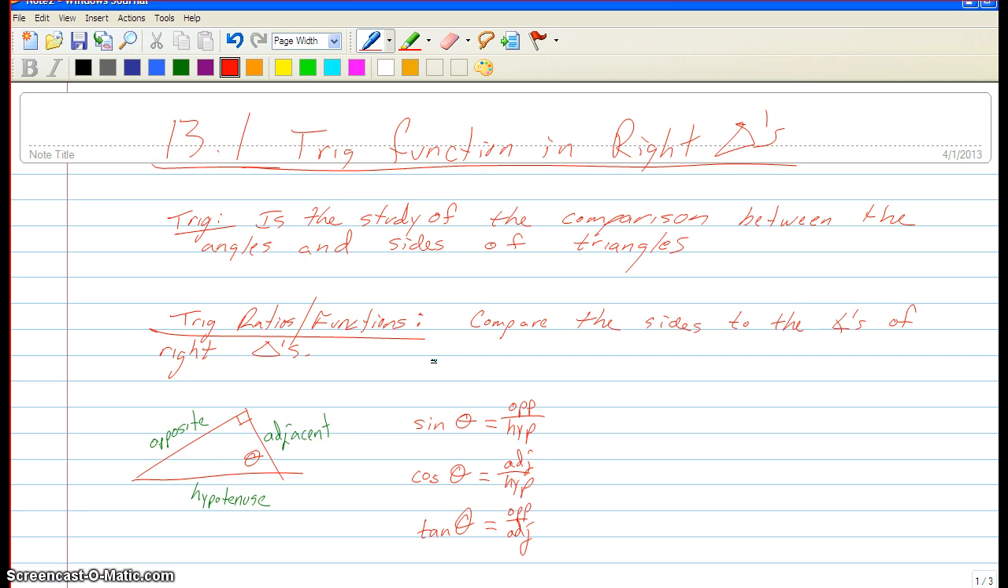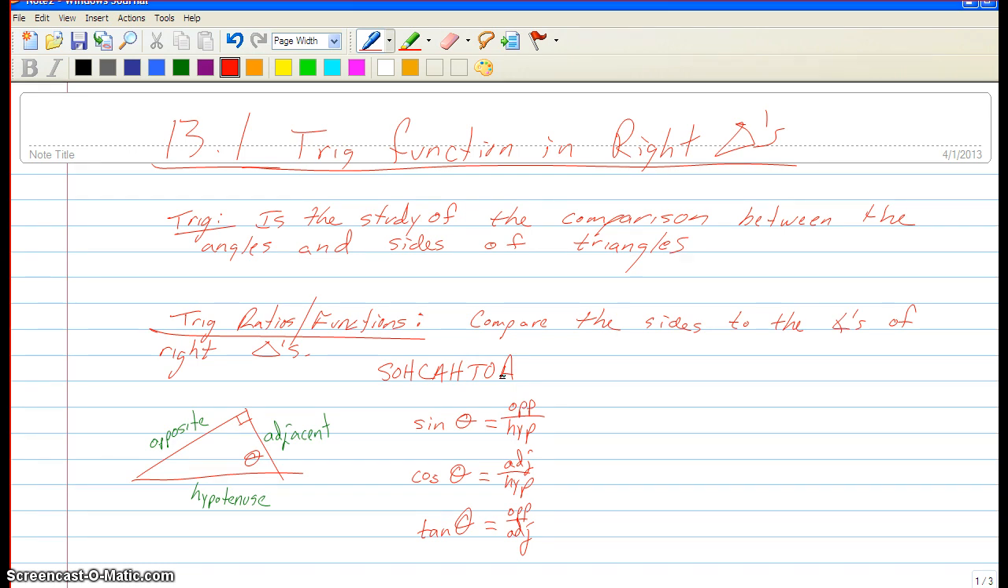Now, you guys might have talked about an ancient Native American called Sohcahtoa, right? Which is kind of an acronym, is that the right word? An acronym to base these ratios off of. The sine of the angle is the opposite over hypotenuse. Cosine of the angle is the adjacent over the hypotenuse, and the tangent of the angle is the opposite over the adjacent. Does that make sense?